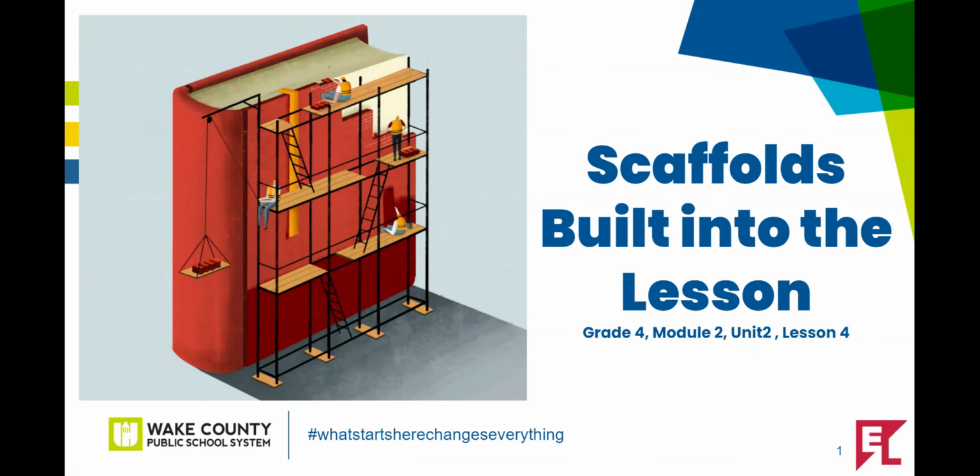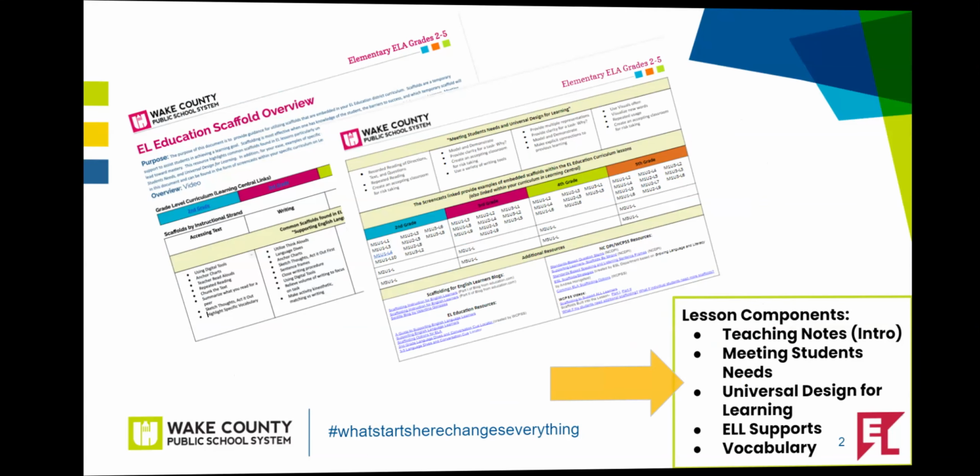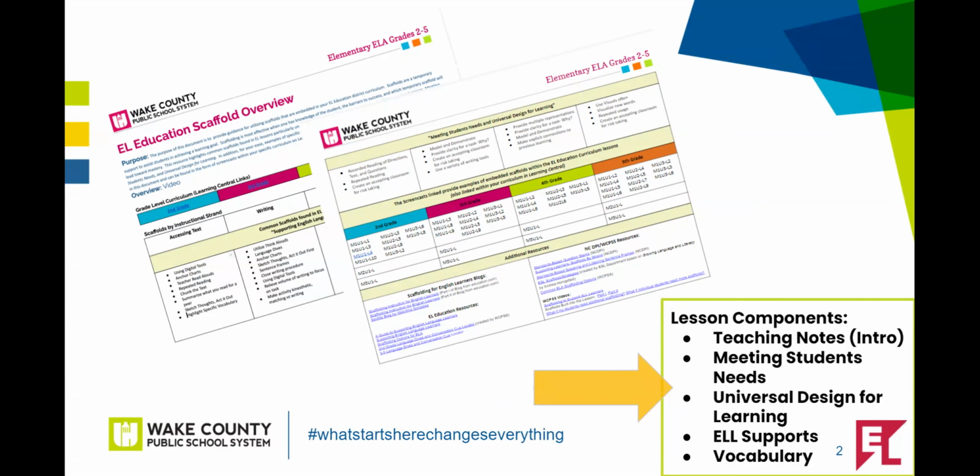Throughout this learning opportunity, we'll focus on examples of scaffolds that already exist within EL Education lessons using Lesson 4 from Grade 4, Module 2, Unit 2. An EL Education Scaffold Overview document for elementary ELA grades 2 through 5 can be found in Learning Central under the appendix within each grade level module and in the teacher planning tools for your grade level curriculum. Please refer to this document for additional supports as you plan.